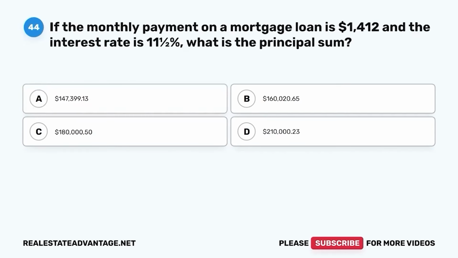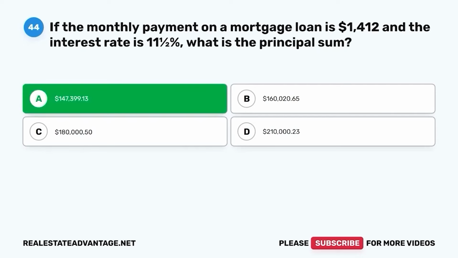Question 44. If the monthly payment on a mortgage loan is $1,412 and the interest rate is 11.5%, what is the principal sum? A. $147,399.13. B. $160,020.65. C. $180,000.50. D. $210,000.23. The correct answer is A.